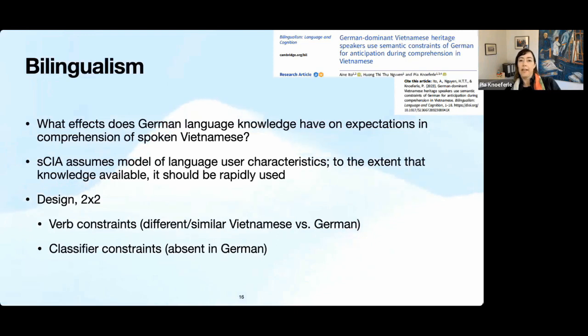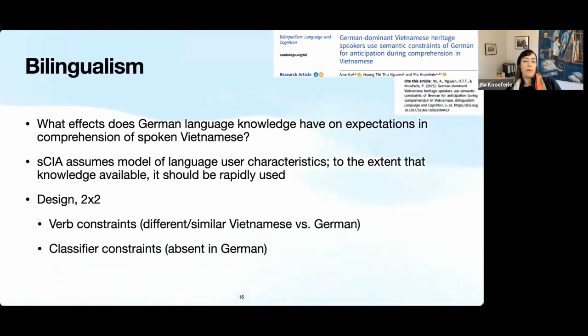And here, this is very nice research that Aine Ito and Huang Sisu Nguyen have been doing, where they looked at German-dominant Vietnamese heritage speakers compared to Vietnamese-dominant speakers and how they process Vietnamese. So the question is, what effects do German language knowledge versus Vietnamese language knowledge have on expectations and comprehension of spoken Vietnamese? If you're thinking about the social coordinated interplay account, we've got a model of language user characteristics. So to the extent that language knowledge is available, it should be rapidly used and affect eye tracking measures that we can glean from language processing as a function of the language user's background.